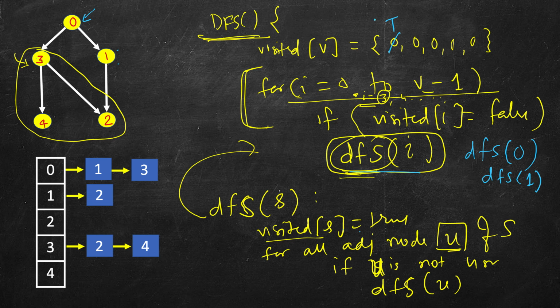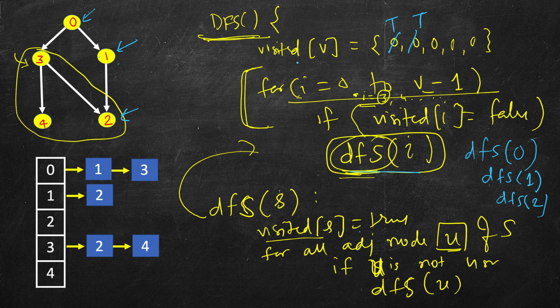So this is visited. And then again it looks for adjacent nodes of 1. So the adjacent node of 1 is 2. So it checks whether 2 is visited or not. It's not visited. So it starts DFS from 2.